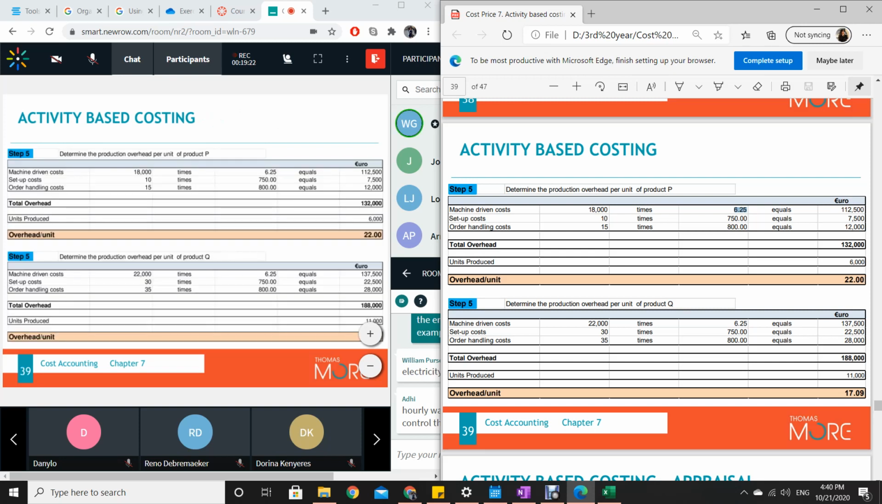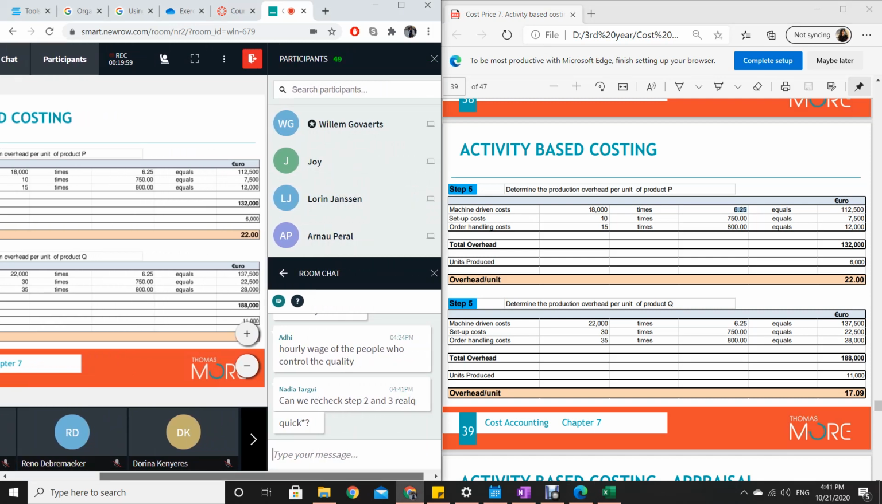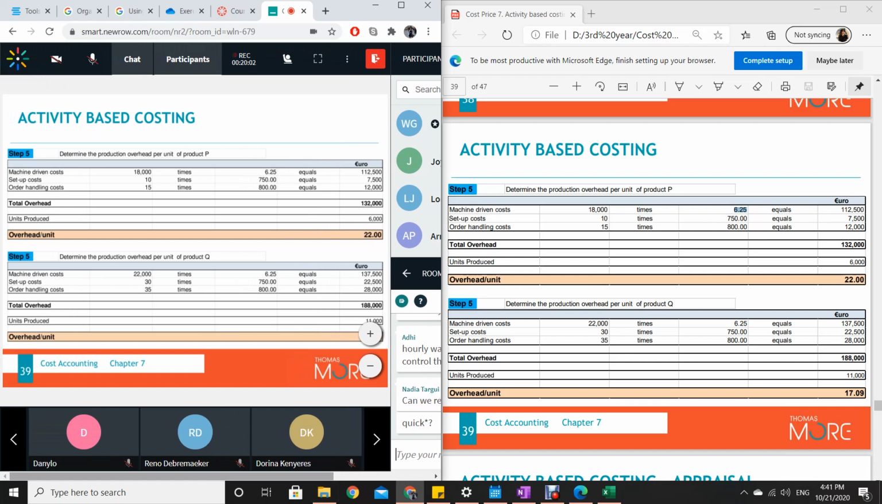Okay, that's it. Questions on this exercise? Can we recheck step 2 and 3? Okay, no problem.